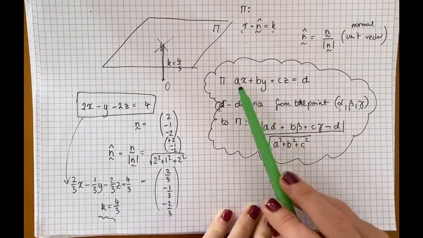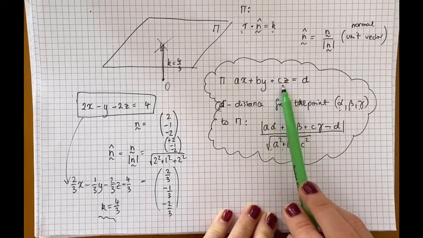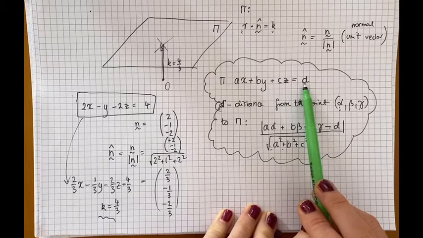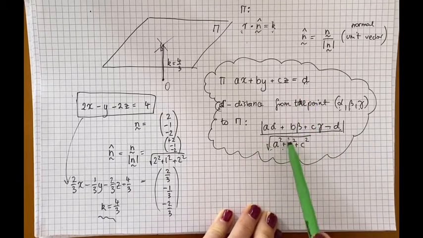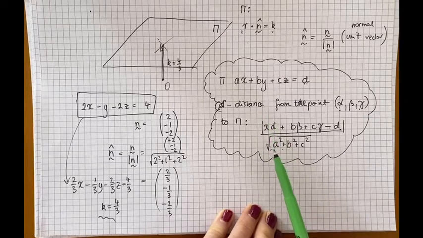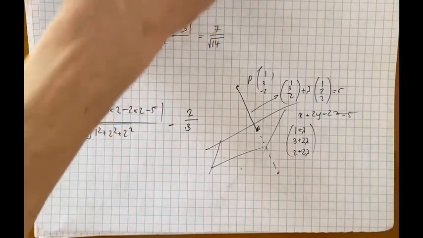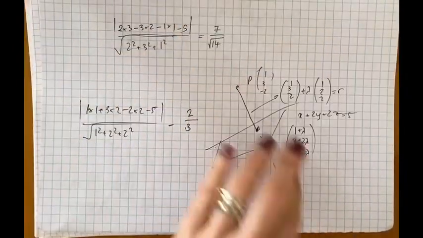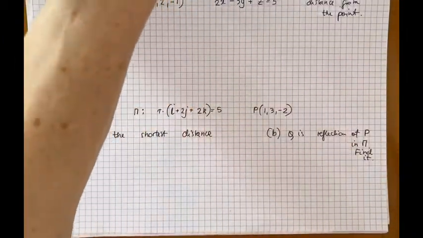So you literally substitute the coordinates of that point into the equation of the plane. You take away the value on the right hand side, so minus d, and you divide it by the length of that vector (a, b, c). Okay, so let's see if we can apply this formula into the next example. I think it must be in here. Apologies.